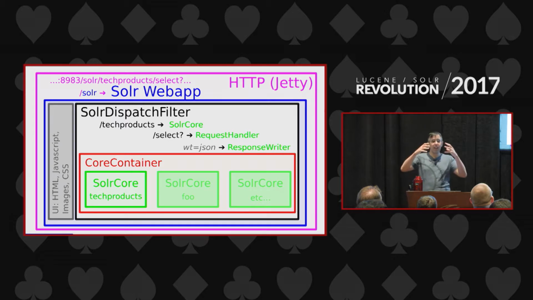And then it goes and executes the request handler, gets the response, and it says, great, now I need a response writer. I don't have one in the URL, so it defaults to JSON. Hey, core, do you have a response writer named JSON? Great. Now I know how to take that request and response, serialize it to bytes back over the wire, and everything's done, talk is over.